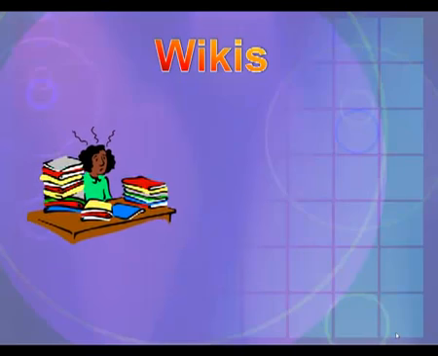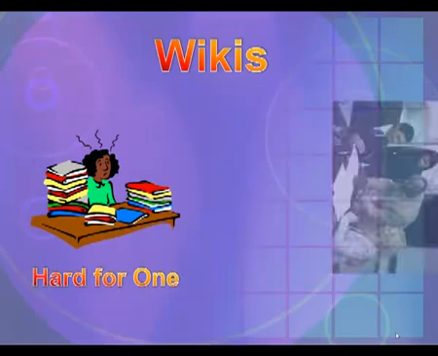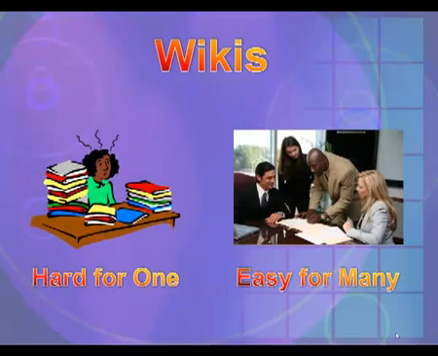A wiki is a website organized about a particular topic that is created and edited by a large group of users. The author of the wiki sets up the structure and makes some initial entries. After this, readers are encouraged to add more details to the author's posts or even create new pages that contain information about other aspects of the topic.